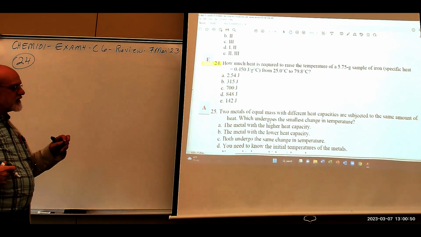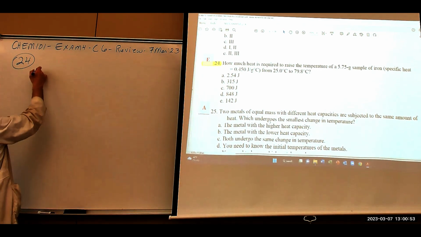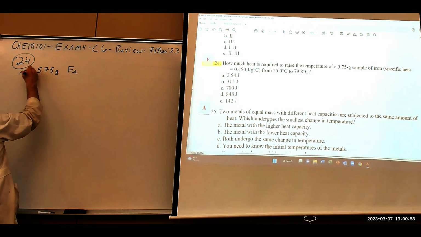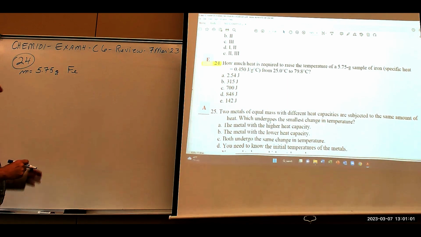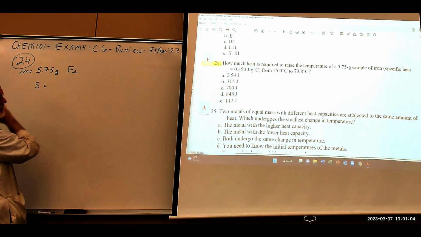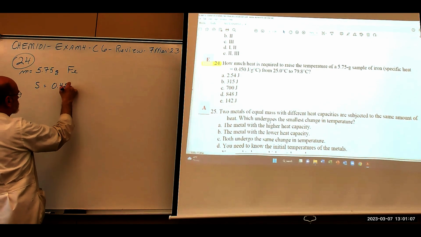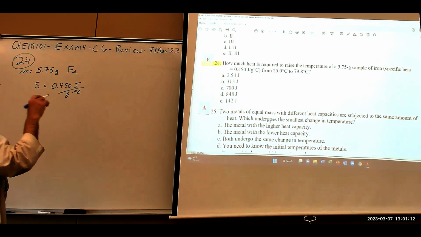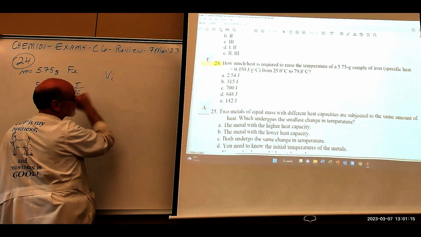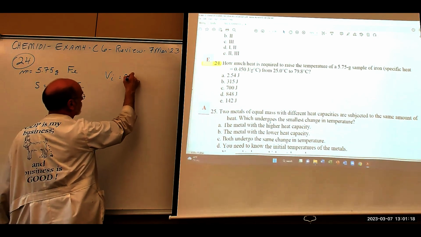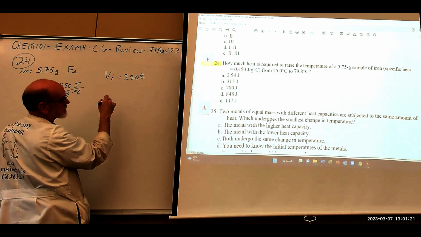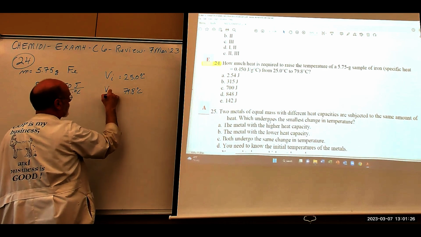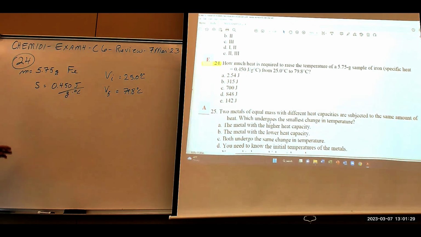How much heat is required to raise the temperature of 5.75 grams of iron? 5.75 grams of iron, so that's the mass. Specific heat of iron is 0.450 joules per gram degrees C. Okay. And the temperature change, what's the initial temperature? 25. Okay, and we're going up to 79.8, the final temperature.